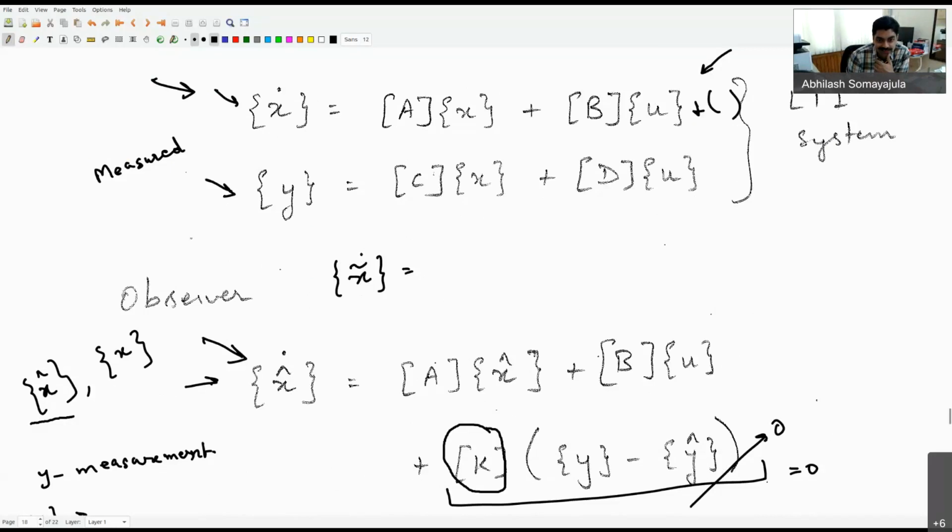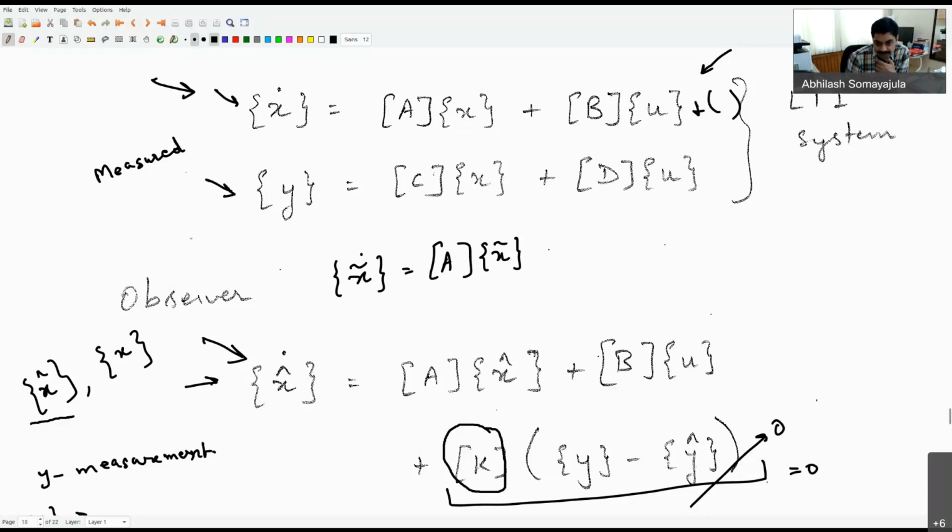Now on the right hand side, when I take the difference, what will I get? A times x minus A times x hat. That is nothing but A times x tilde. B times u and B times u will cancel out. Okay, what am I left with? I'm left with this term, K times y minus y hat.